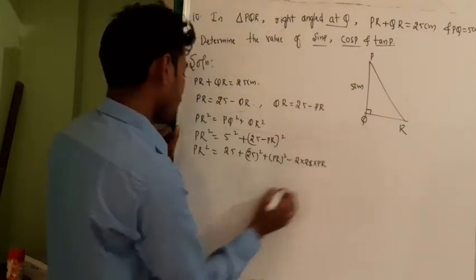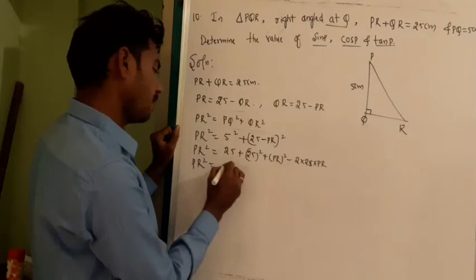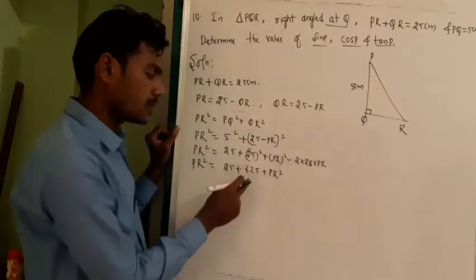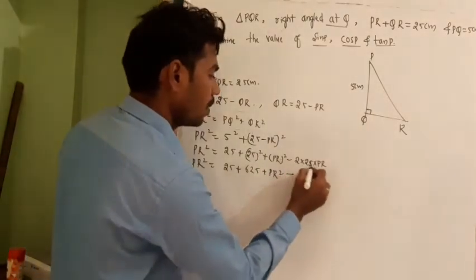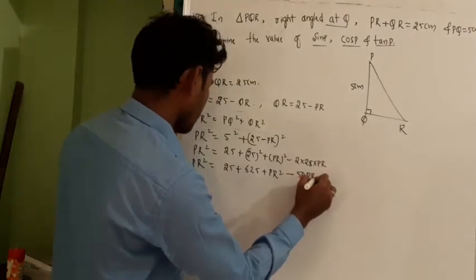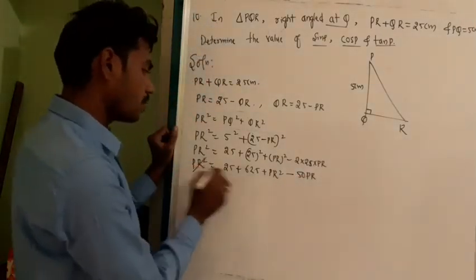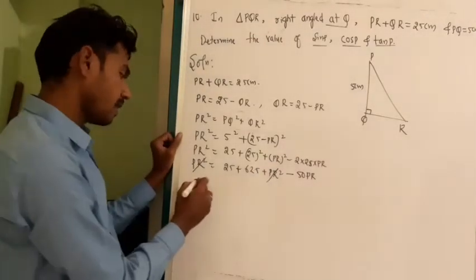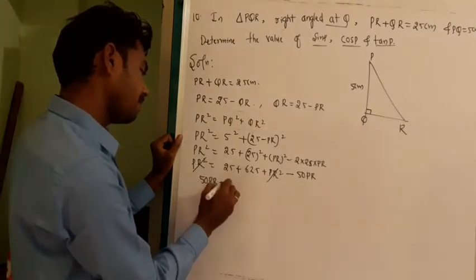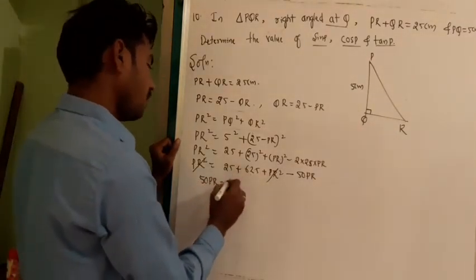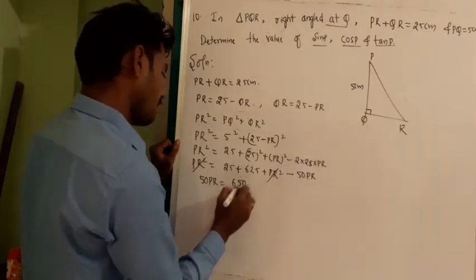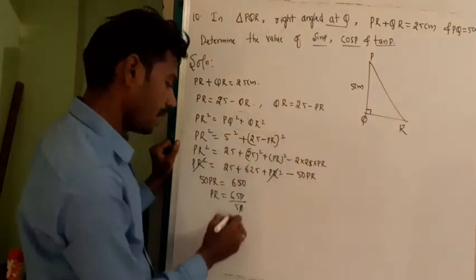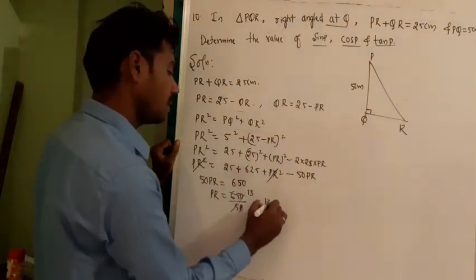Fine. PR square as it is, 25 plus 625 plus PR square. 25 square is nothing but 625, minus 50 PR. Now this PR square will get cancelled. Now this minus 50 PR, if I transfer to the left hand side, this will be 50 PR, which is equal to 625 plus 25, that is nothing but 650. So PR is equal to 650 divided by 50. 0 will get cancelled. 5 ones are 5, 5 13s are 65. So 13 centimeter is PR.